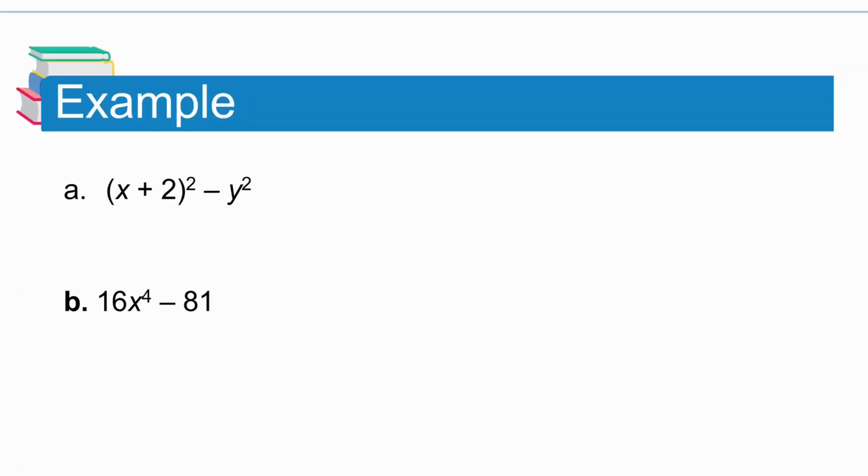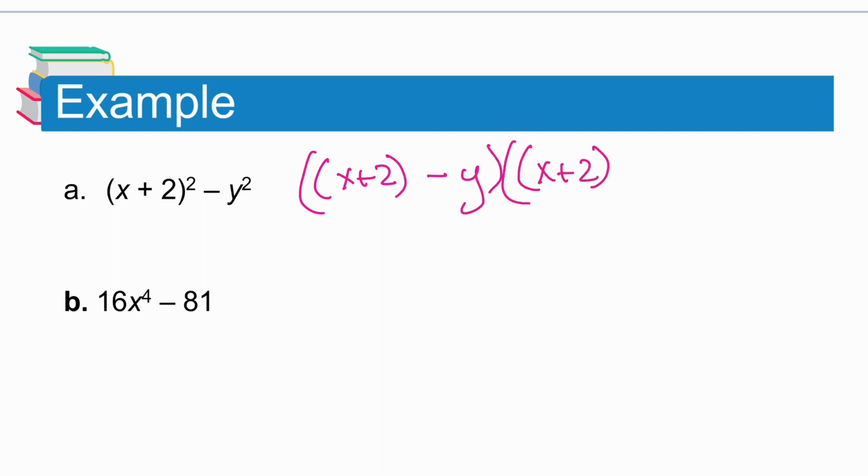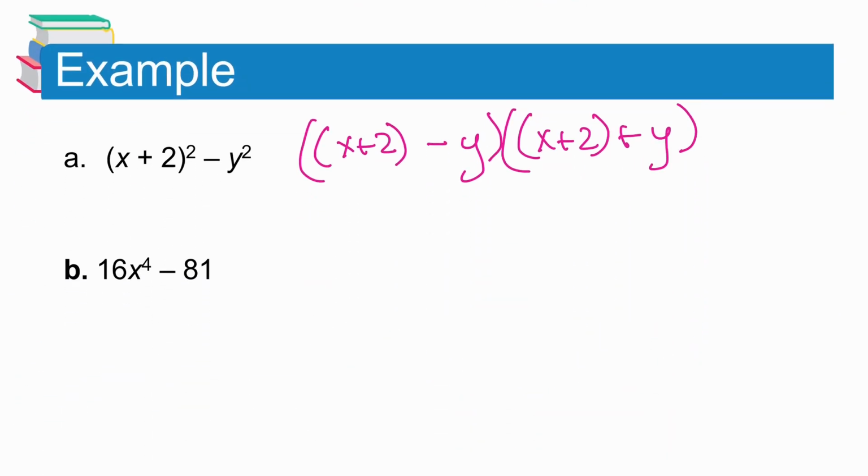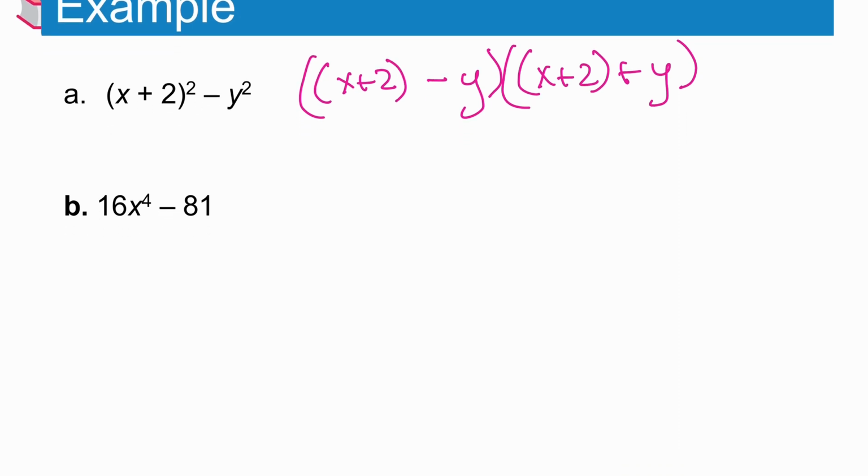So on this one, I would have my x plus 2 minus y and my x plus 2 plus y. And notice how I have a plus on one and a minus on the other. And I kind of flip-flop the order, but either way is fine.